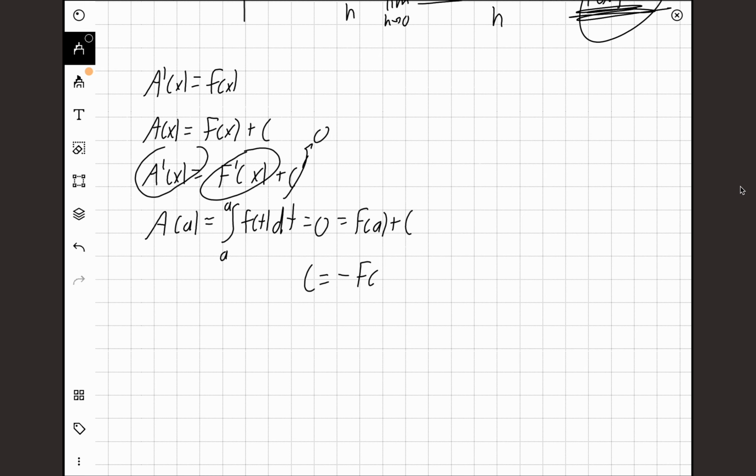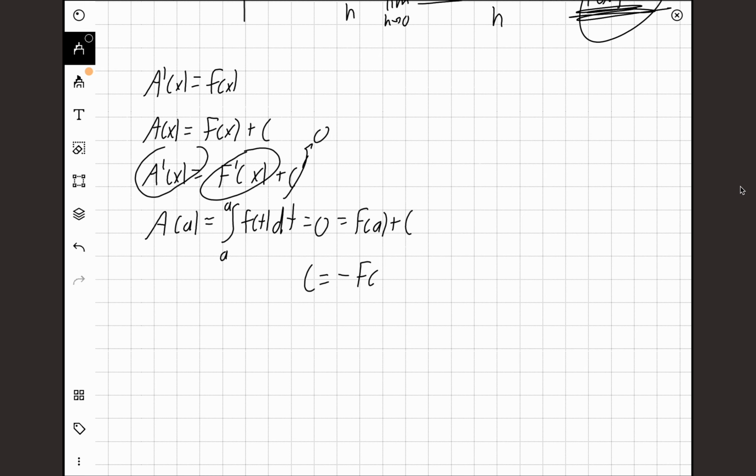And now, let's say I want to use my area function to find the area at a point b. So I'm looking at a point, let's say b over here. I want to find this area from a to b. Well, A of b will literally just equal the integral from a to b of f of t dt, and that will just equal this over here. So F of x becomes b: F of b minus F of a. That is exactly the fundamental theorem of calculus.